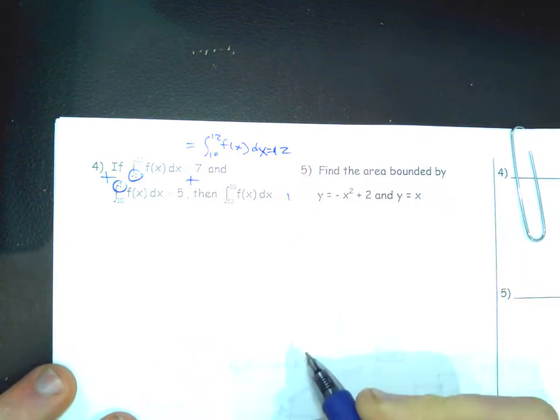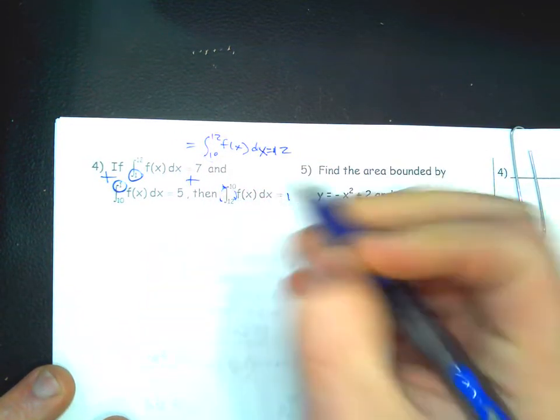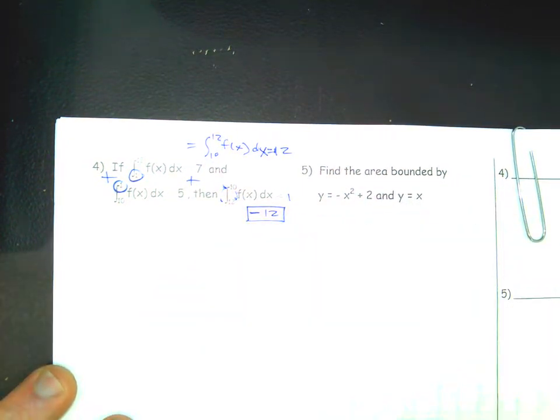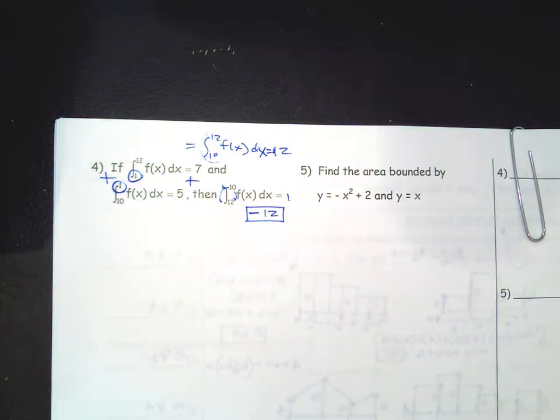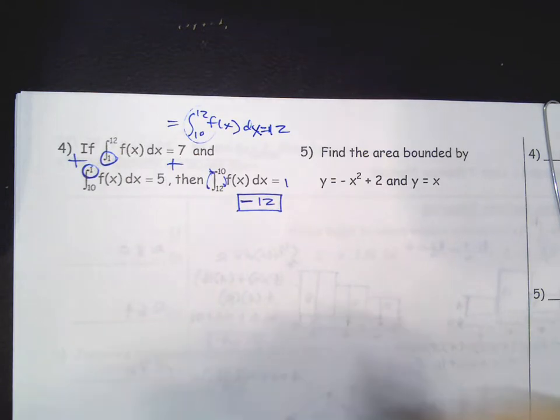And so you would just add these values together, and it would be 12. Now here's the problem. What we want is upside down from what we had. So it's going to be the opposite sign. It's going to be negative 12. That's it. Okay, that's number 4.